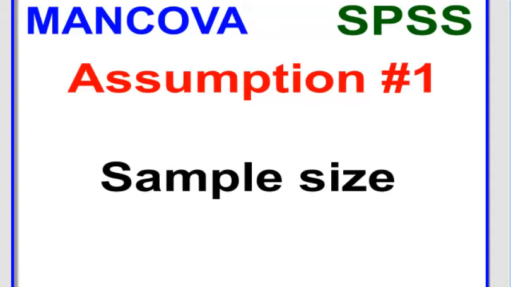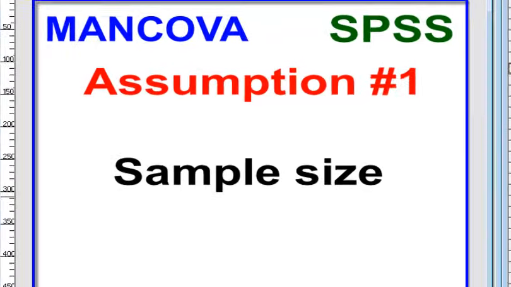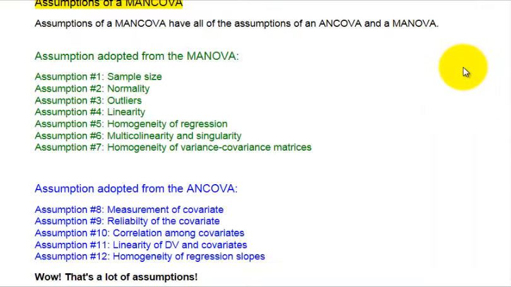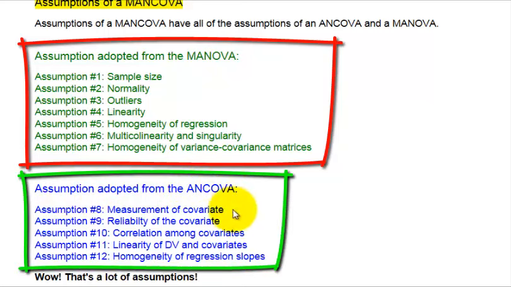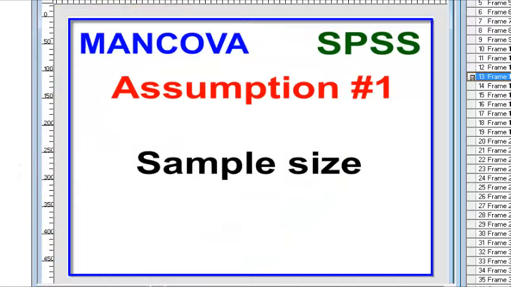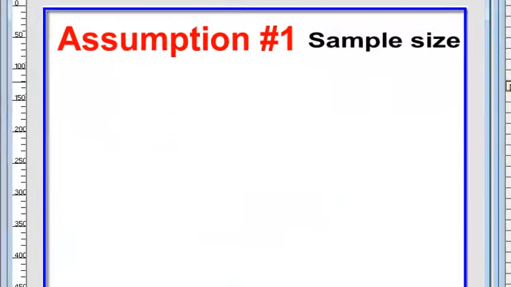But let's start with the assumptions. Assumption number one, sample size. Real quick, let's look at all the assumptions. The assumptions of a MANCOVA are simply all of the assumptions from the MANOVA and all the assumptions about the ANCOVA. The ANCOVA, you'll notice that it's all about the covariates, okay? The assumptions of the covariates plus the assumptions of having more than one DV from your MANOVA. Okay, so let's get back to our sample size.